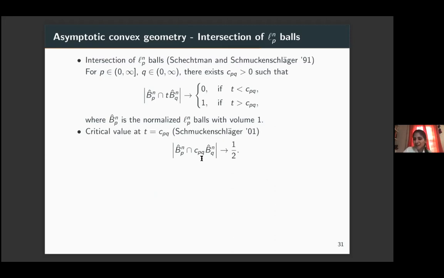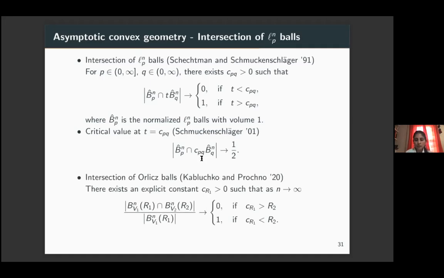So then two decades later, going beyond the LP case, Kablichko and Prochnow, in that nice paper, said, okay, let's look at the case when you have Orlicz balls. And Yin-Ting Liao and I also had some estimates on this that came out from the particular case when one of them is an L2 ball. We were not looking at this problem, we were just looking at the asymptotics of the volume because we needed it for proving something about the norms. But here they beautifully showed that there's again a phase transition.